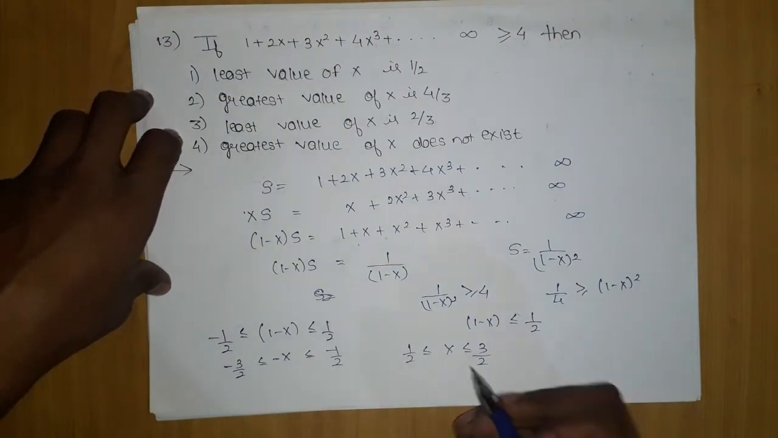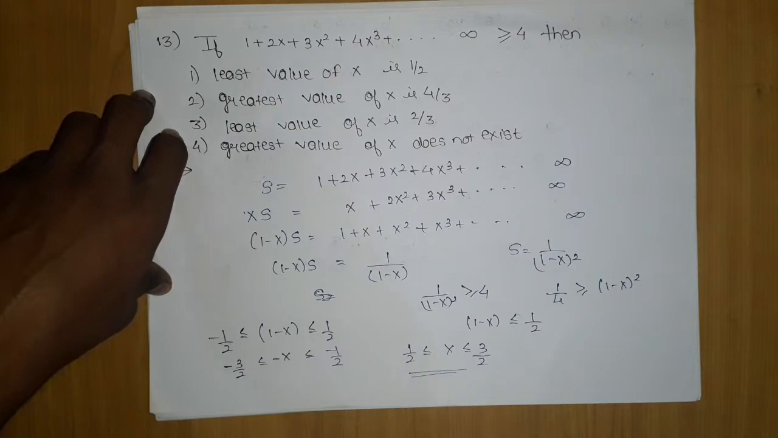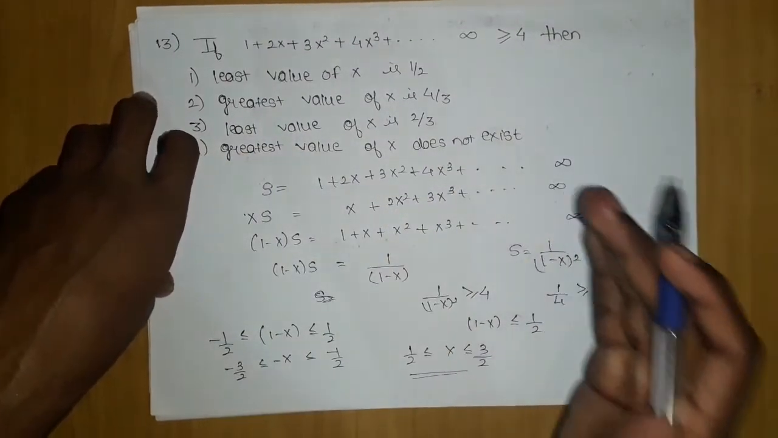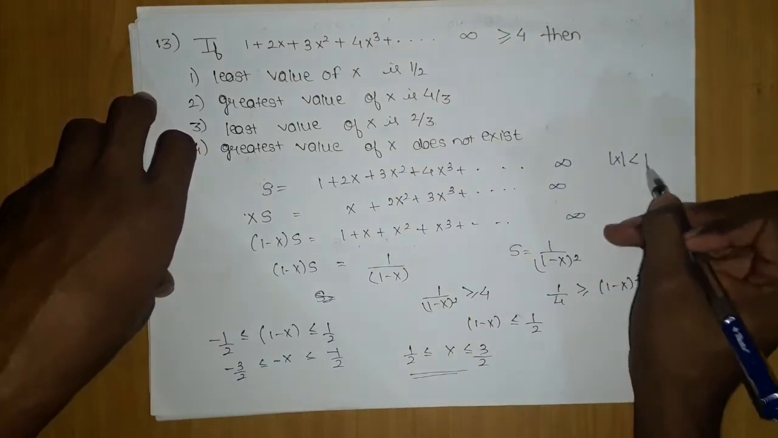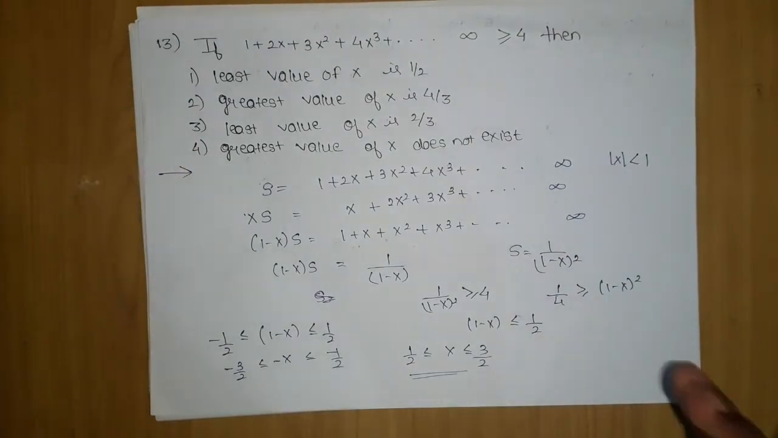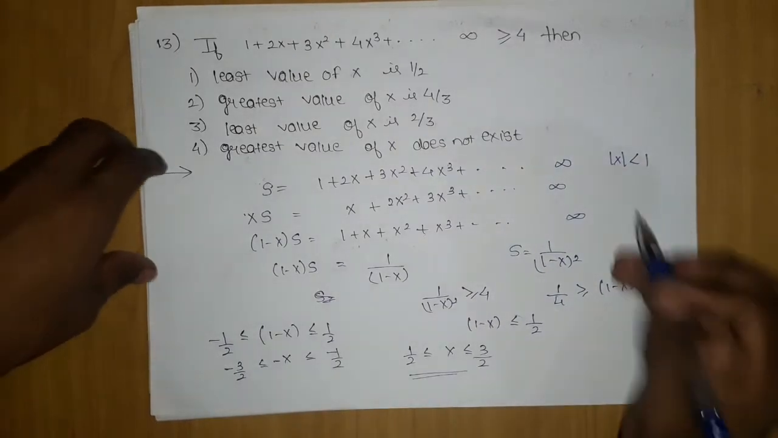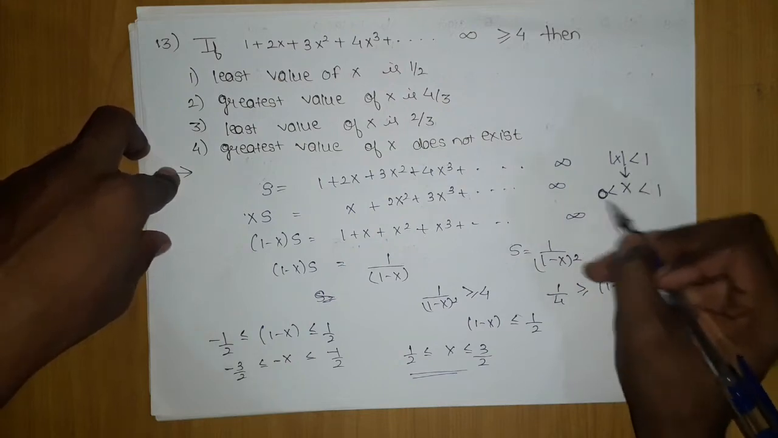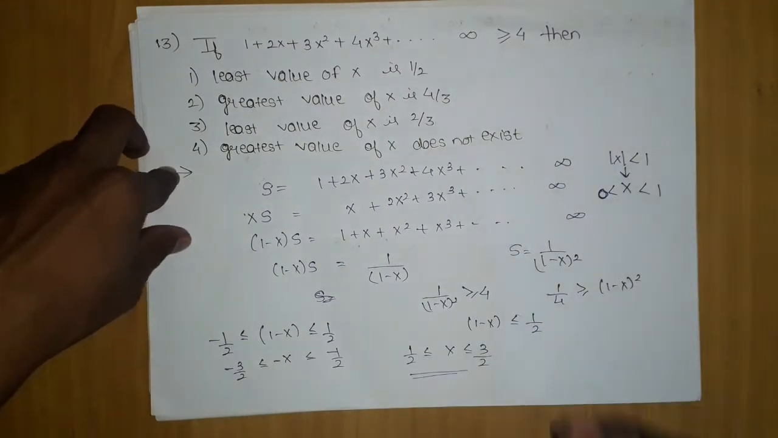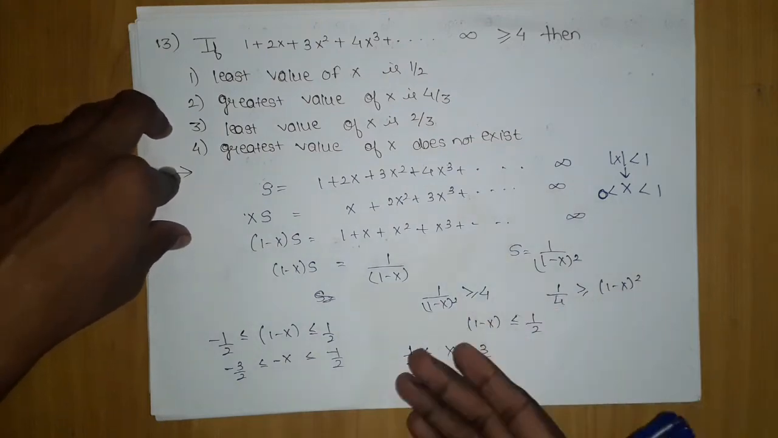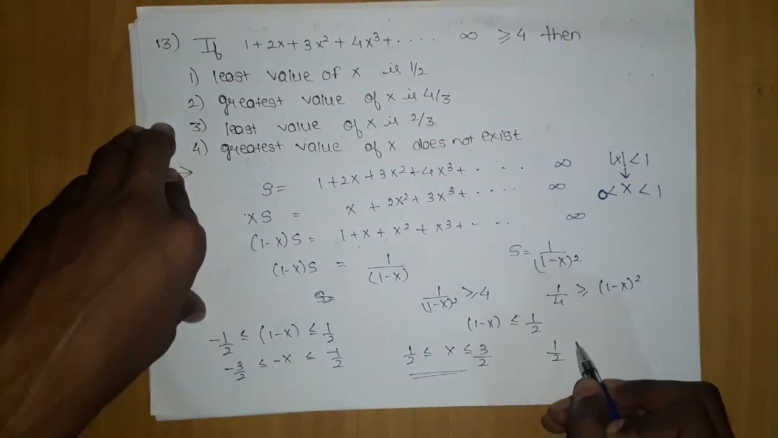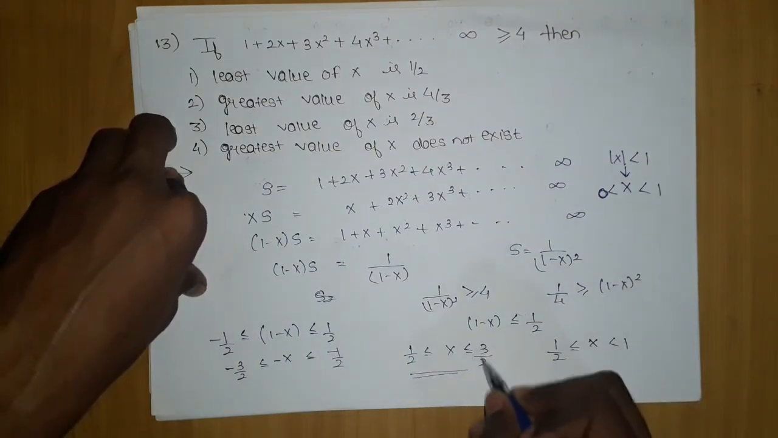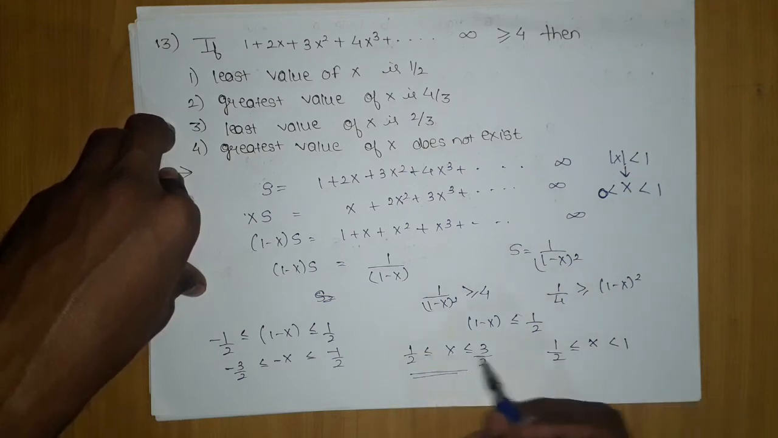But if you think this is our answer, then you are in big trouble, because you just forgot an important thing. For an infinite series to be possible, mod x should be less than 1. When I was teaching sequence and series, I told you 1000 times that this condition should always be valid, which indirectly means this is the modification of that form, which gives us: it should be greater than 0 and between 1. But wait a minute, 1 by 2 is greater than 0. So if I take the intersection, it should be less than 1 and greater than 1 by 2.